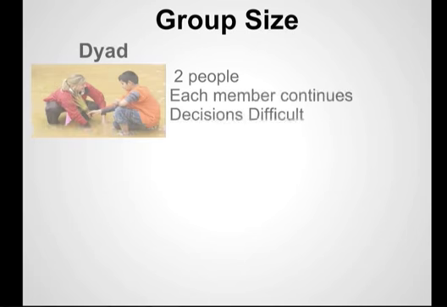So let's first take a look at group size. Now, group size can be 2 people, called a dyad. Each member continues the group. That means that if one chooses to leave, the group ceases to exist. That makes making decisions quite difficult, because if one doesn't agree, they can just leave the group.